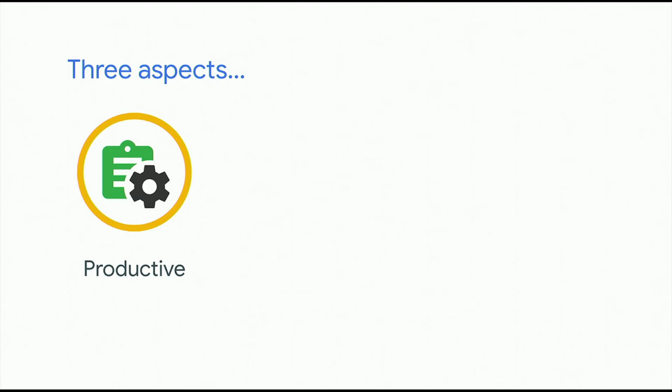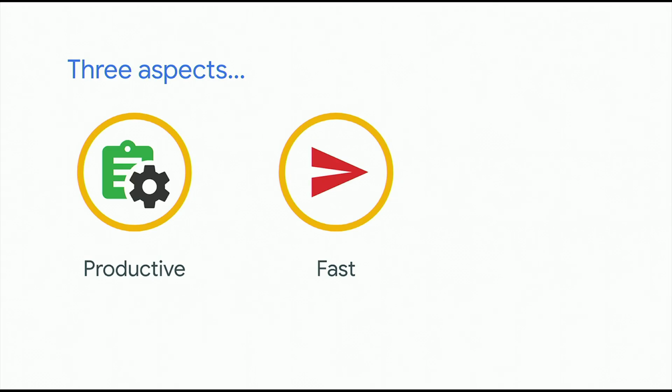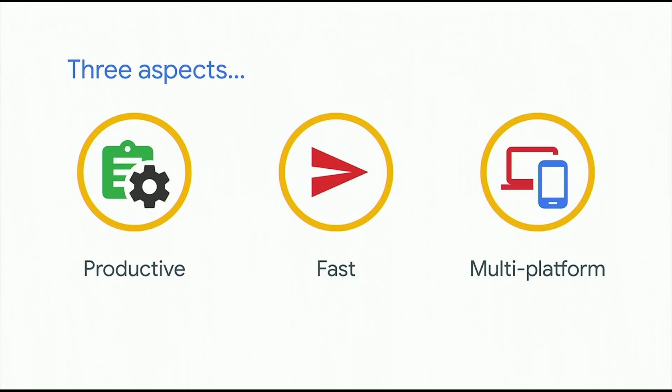So we want to talk about these three things that we think are important to Flutter and important to Dart. Productivity. We want you to be productive and happy as a developer and get things done quickly. We want you to be fast. And this means two things. We want your productivity to be fast, to be able to get things done quickly. And then when you ship your app, we want it to be amazing: 60 FPS, high quality, fast. And then we want to run on many platforms.